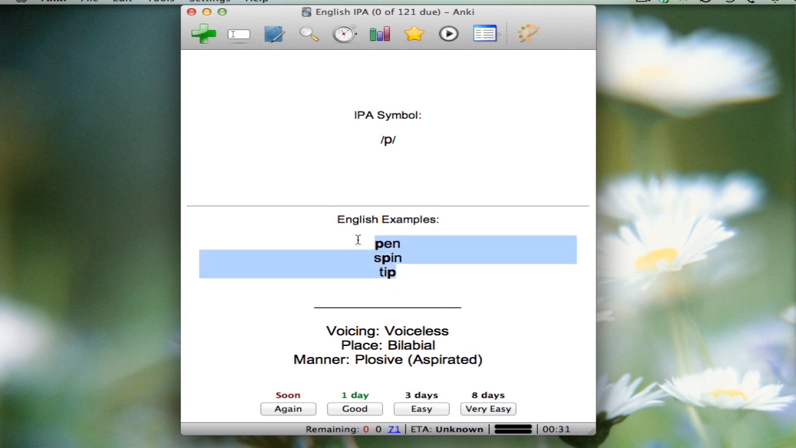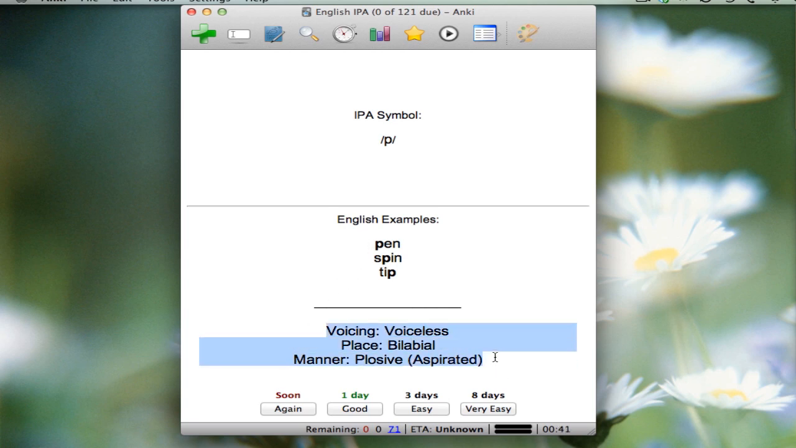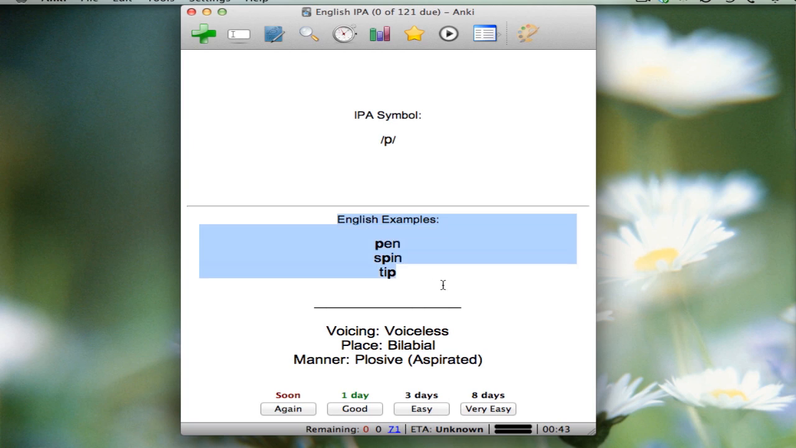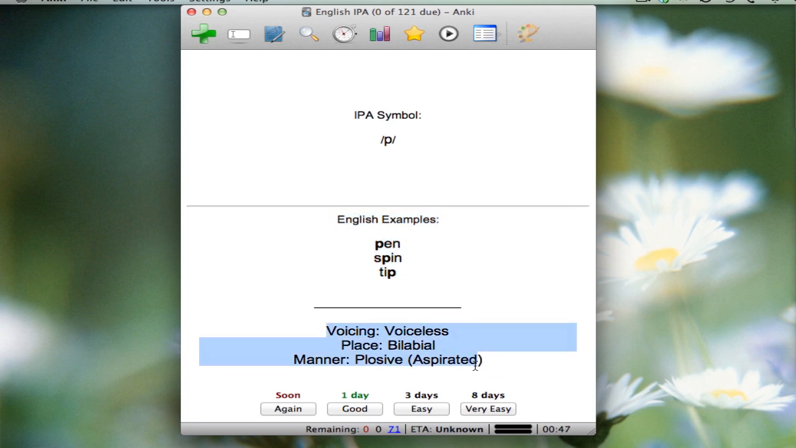You'll find in some languages that if a consonant comes at the end, it changes its sound. In English, this is not the case, and so we have this consonant all the way through. I've put this always on the back of the card on both sides. Even if you see the English example on the front, you're still going to see the voicing in place and manner on the back. P is a voiceless thing, it's a bilabial thing, both of your lips, and it's a plosive thing. I've written in that it's aspirated.